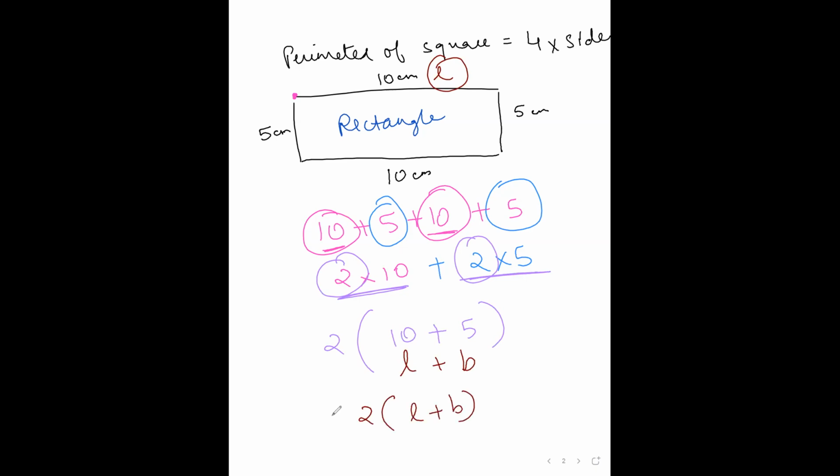This formula is going to be true for any rectangle. So the perimeter of a rectangle, please note it down, is 2 times L plus B. Fine? Yes. Okay.